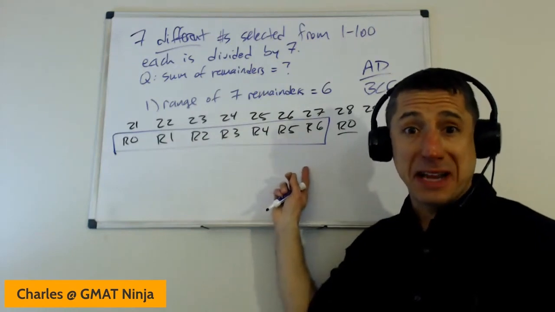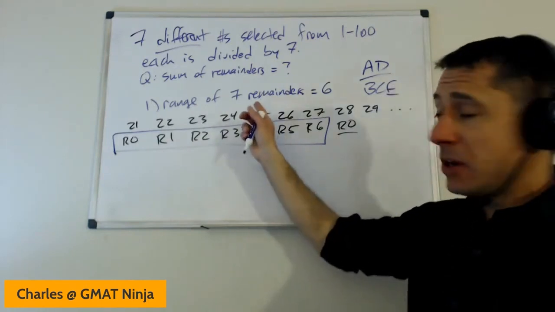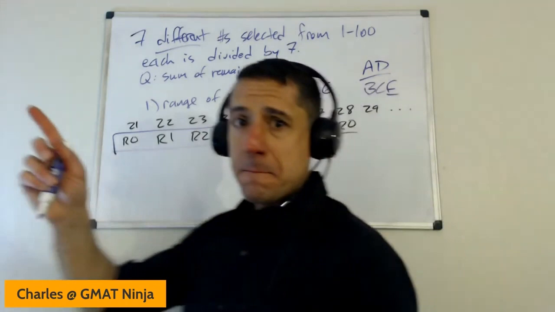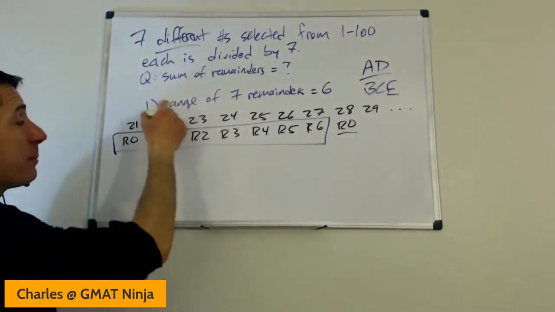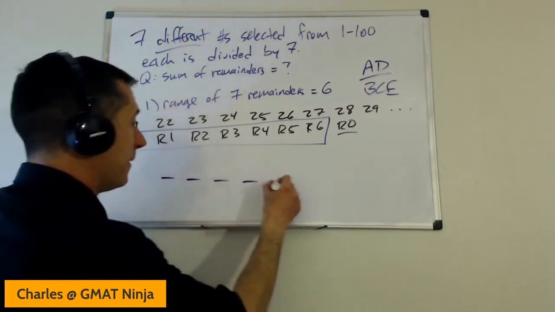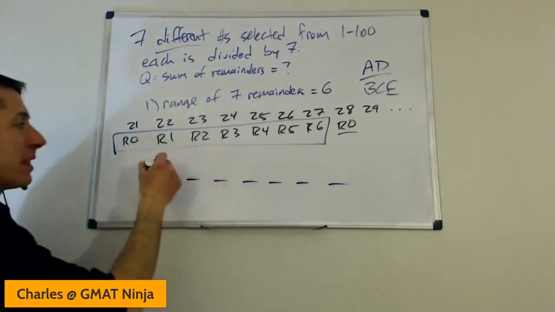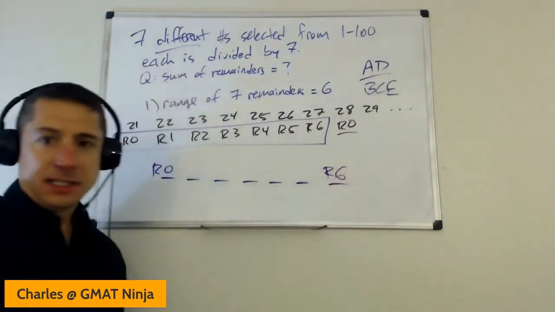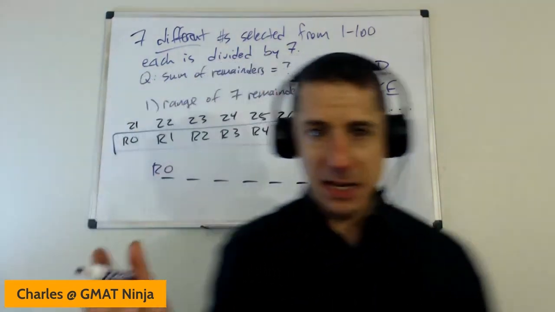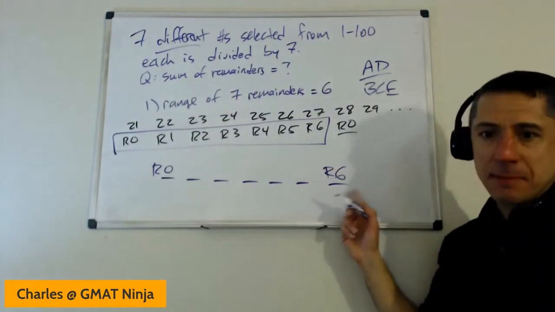Makes sense, right? Except here's the thing. We know the range is 6. That doesn't tell us anything about what's in between. All that means to us is that we know that one of them is a remainder of 0, and one of them is a remainder of 6. That's the only way for that range to happen, considering you can't have a remainder any bigger than 6.